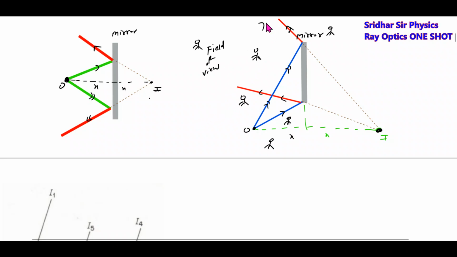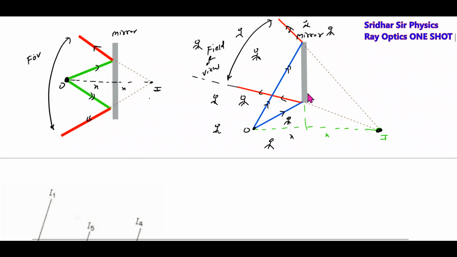So this whole region is called the field of view. Here you can see it. Here you can't see. Only in this region will it be visible. Similarly, this will be the field of view. Field of view, in short, we'll write it.